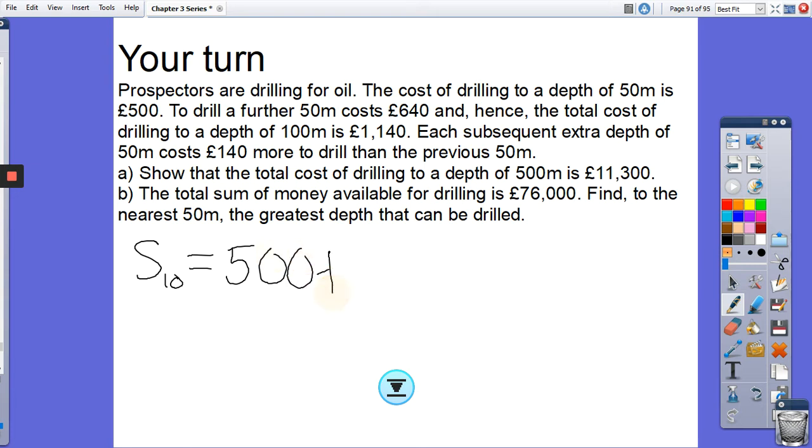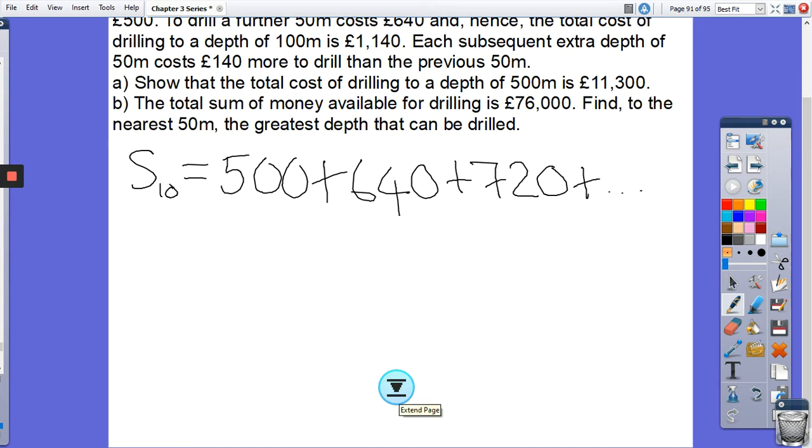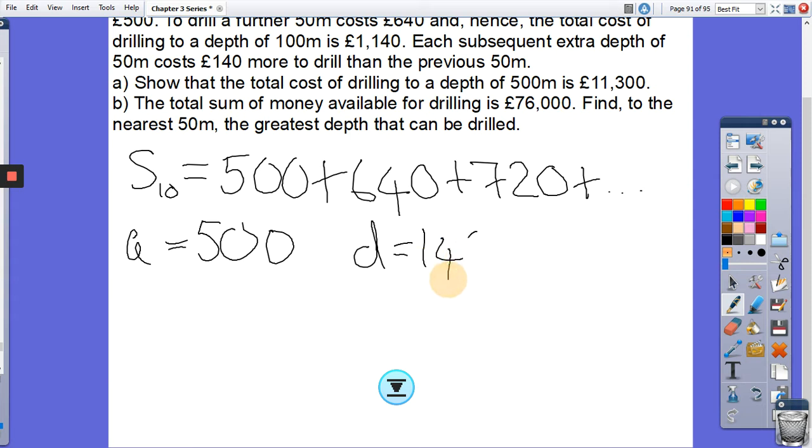The second one is 640, plus 720, plus, until you've got 10 terms there. And in this, a is equal to 500, d is equal to 140, and n is equal to 10. So you've got 10 terms, it's going up by 140 each time, and the first term is 500.